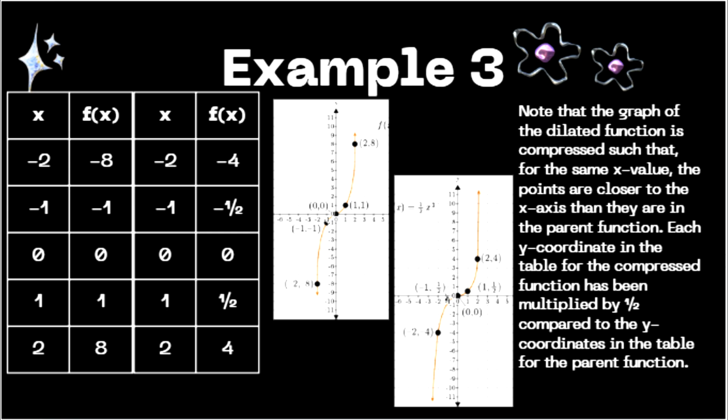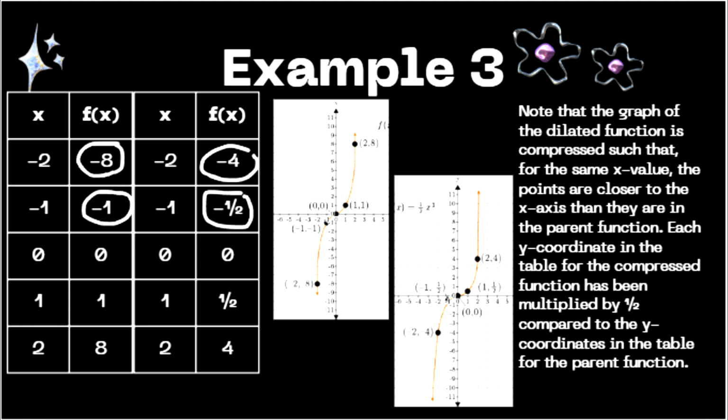Each y coordinate in the table for the compressed function has been multiplied by 1/2, or divided by 2, compared to the y coordinates in the table for the parent function. So we took negative 8 and multiplied by 1/2 and got negative 4. We had negative 1 multiplied by 1/2 and ended up with negative 1/2.